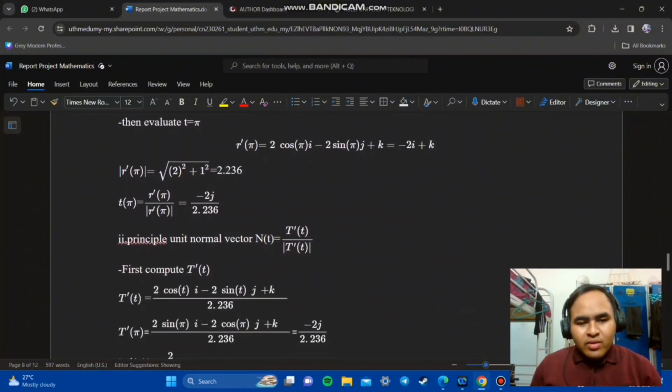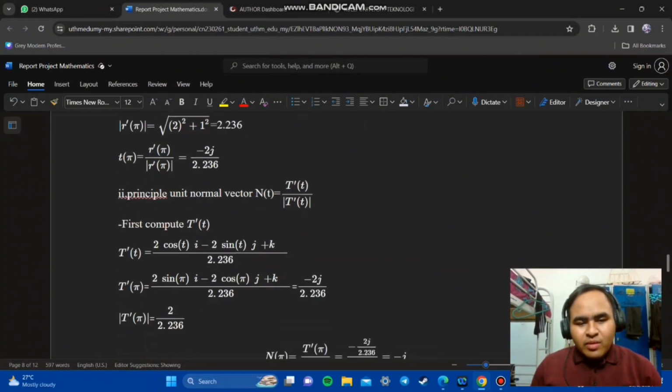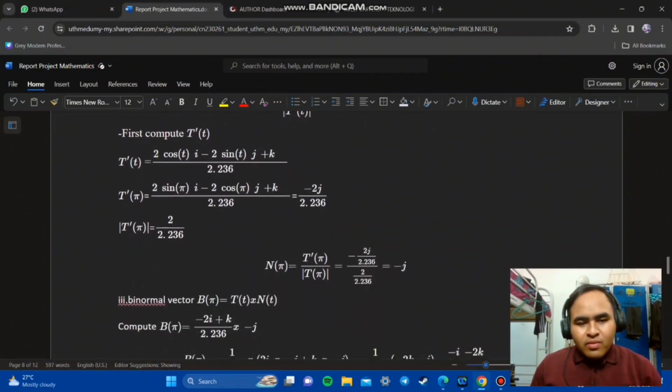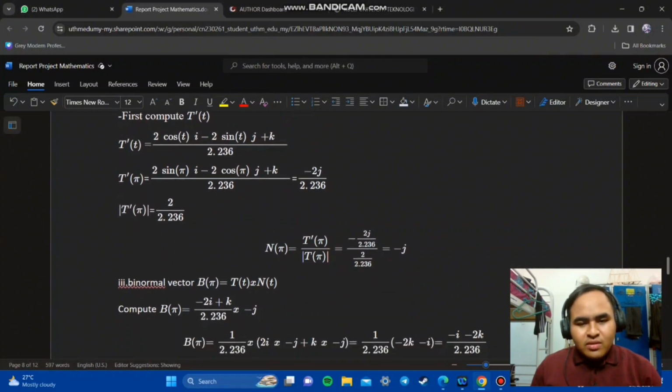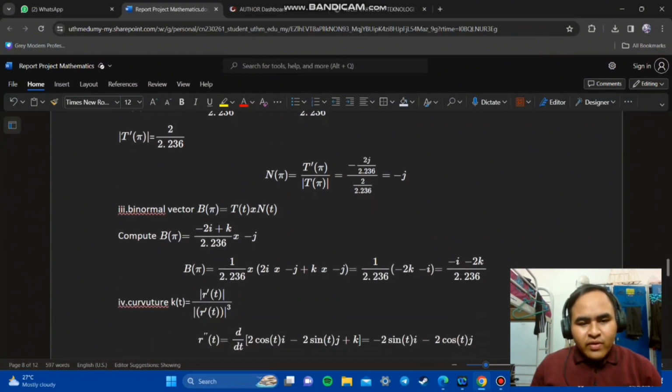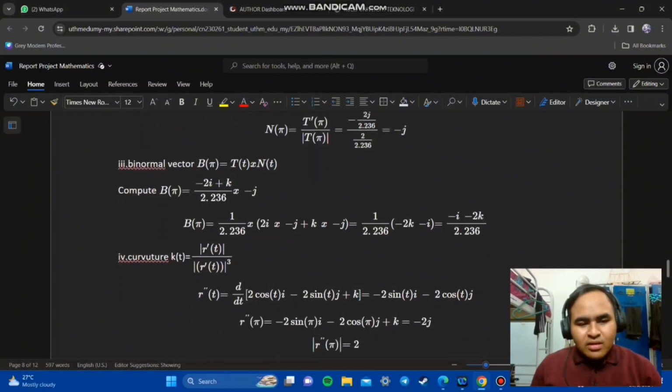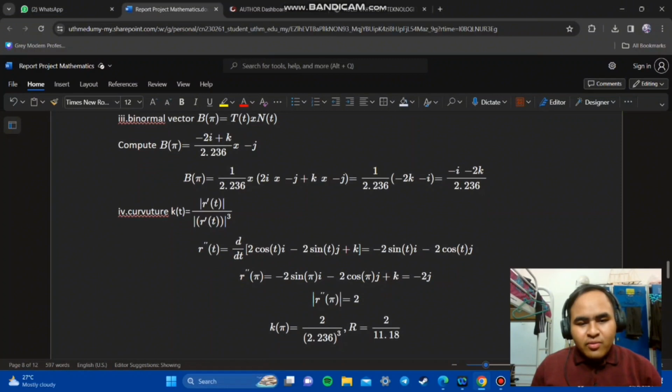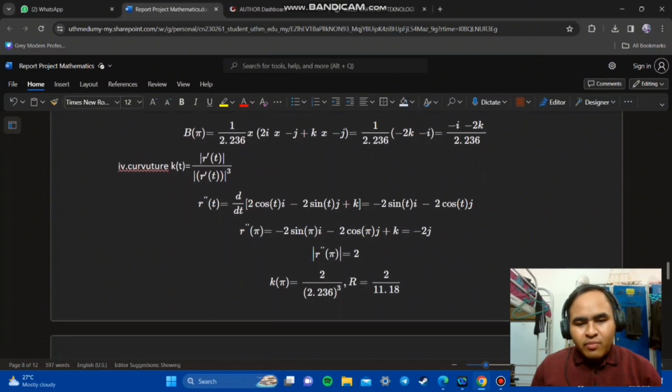And then second, we need to compute the unit normal vector. First compute T prime. We got the answer 2.236. And then we use the binormal vector, compute B at pi. And then lastly, the curvature kappa at t, we get the answer. Kappa pi is 2 divided by 2.236 to the power of 3, and the radius is 2 over 11.80.